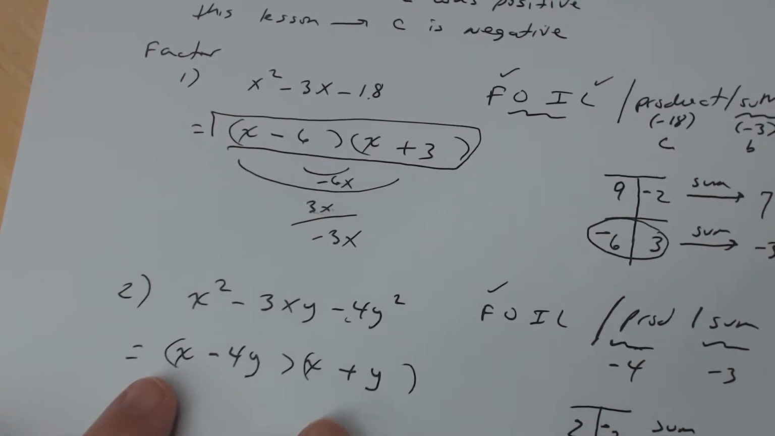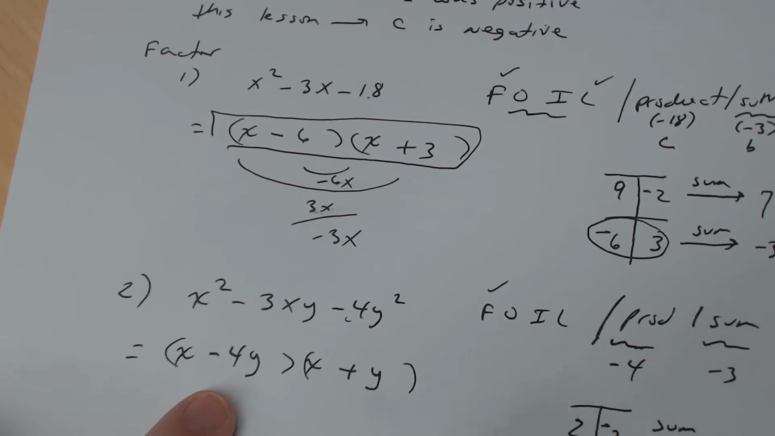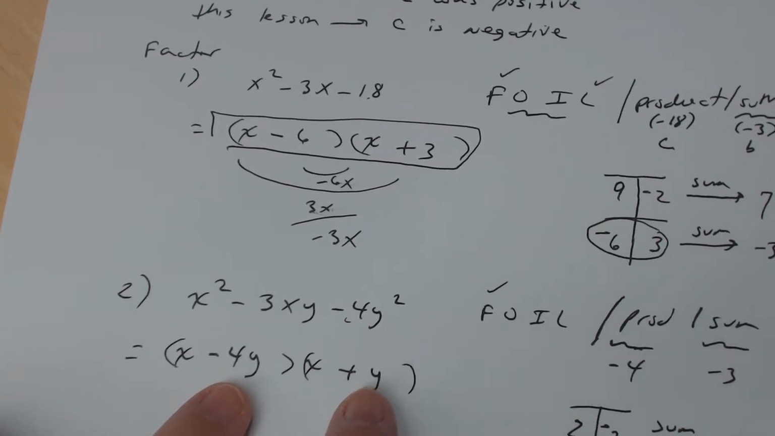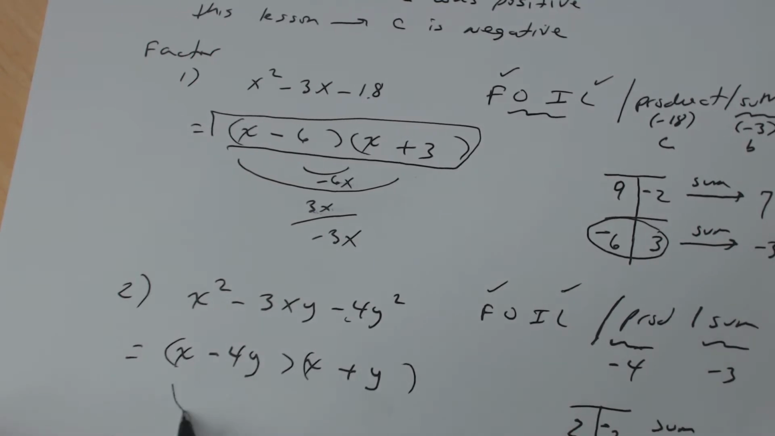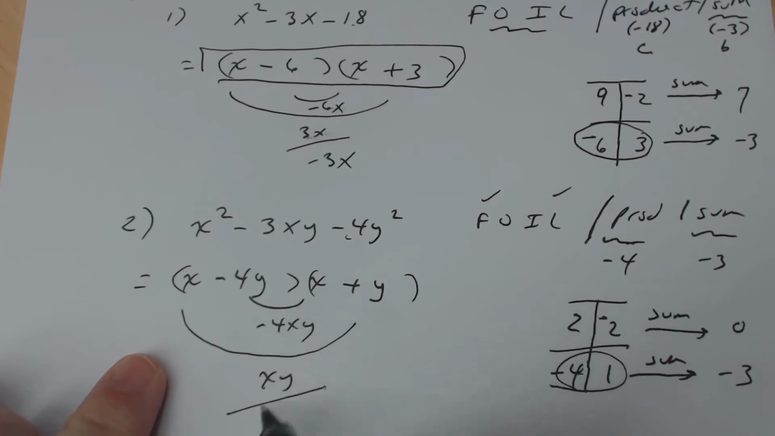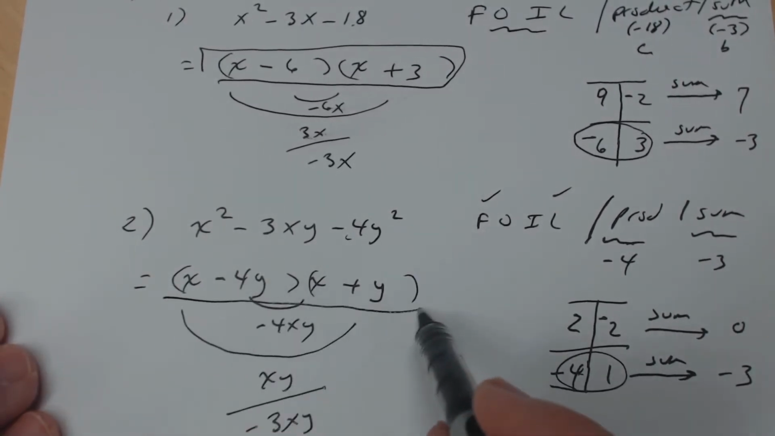Alright, so let's check. X times x is x squared. The last, negative 4y times a positive y is a negative 4y squared. And the outer is a positive xy. X times y is xy. The inner is a negative 4xy. And when I add them up, I get a negative 3xy. So that's your answer.